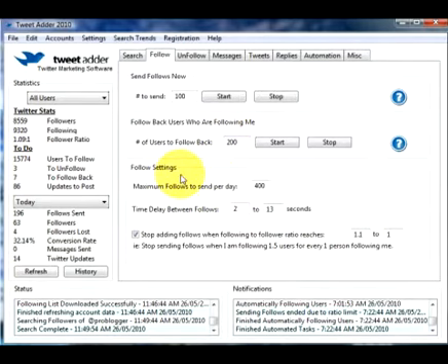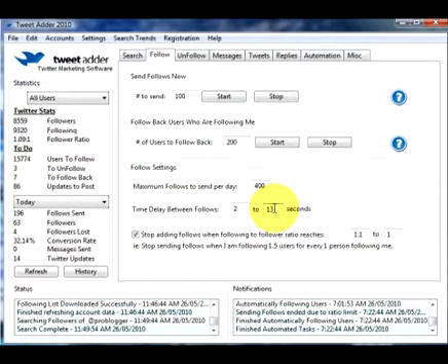The maximum number of follows that you want to send per day. Now again, this could be 50 follows a day, it could be 1,000 follows a day. The time delay between follows, this is important because one of the problems that Twitter has is they don't like people using automated means to try and follow people.